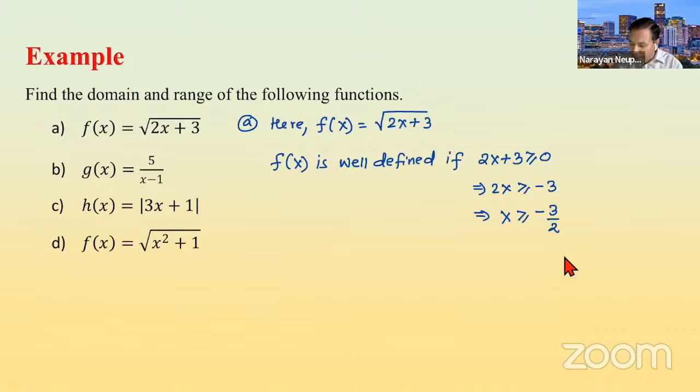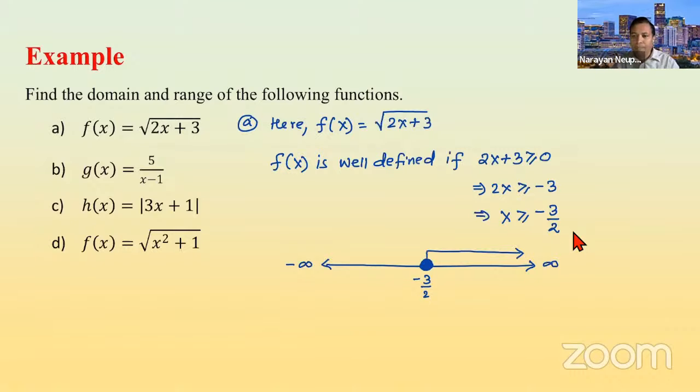If you want to represent this using a diagram, or number line, I should say, the number line goes from -infinity to infinity. We have x greater than or equal to -3/2. Maybe somewhere here we have -3/2. Greater than or equal to: equal to means the point is also included, so we can put a dot like that. Greater than means all values to the right. So the domain of the function is everything from -3/2 all the way up to infinity.